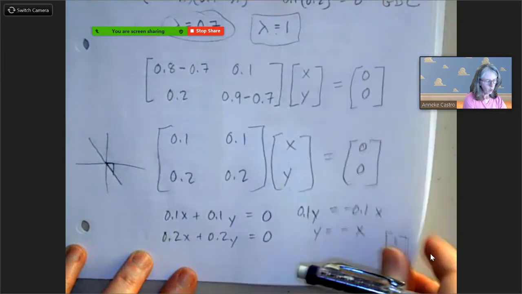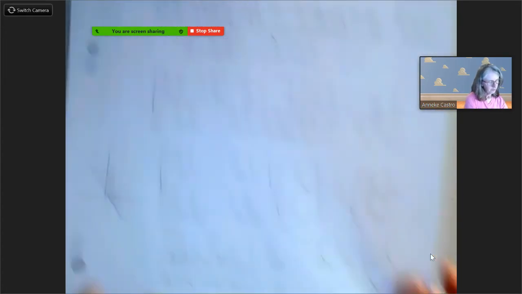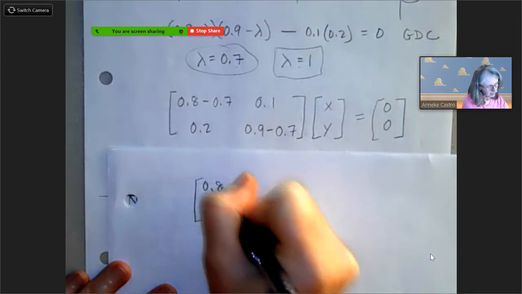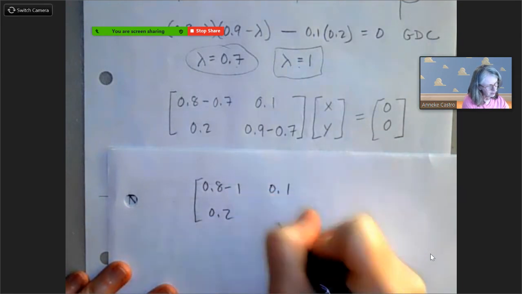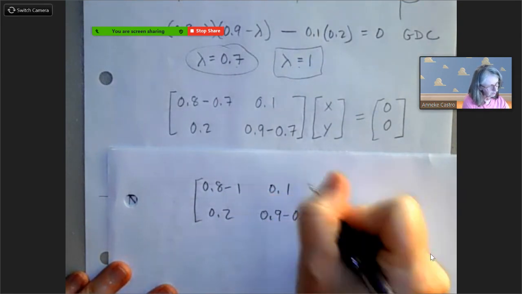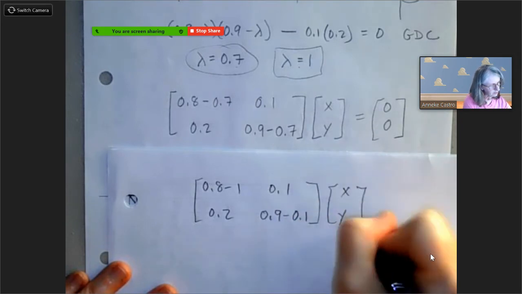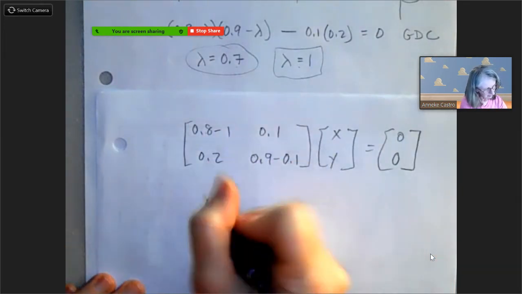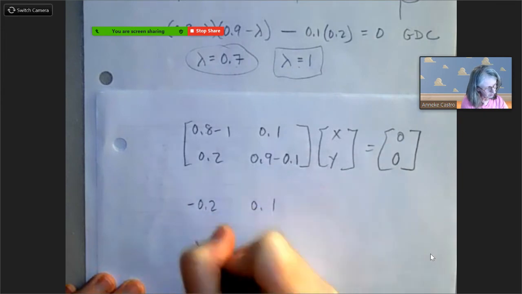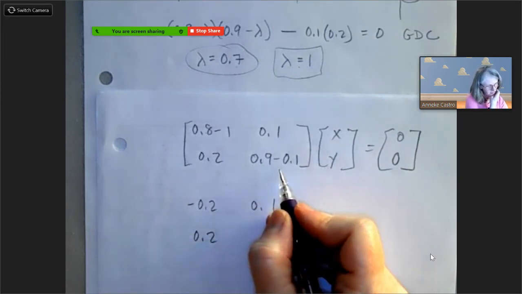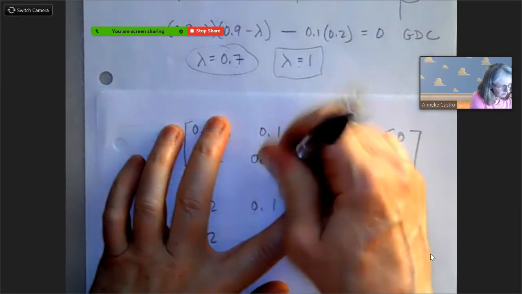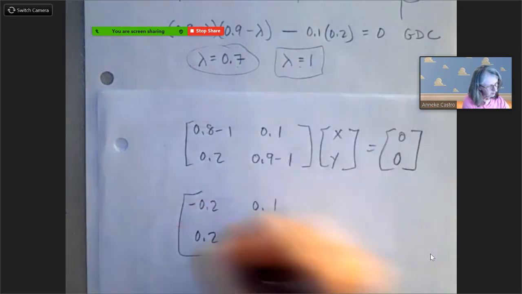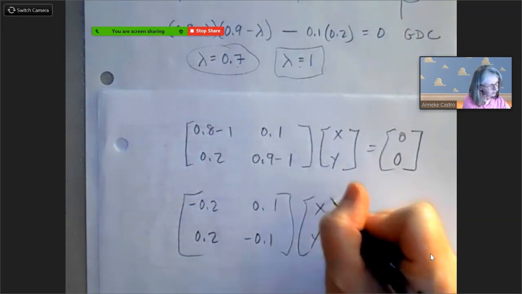So if I do lambda as 1, I'm going to run through the same process again. So I'm going to have 0.8 minus 1, 0.1, 0.2, 0.9 minus 1 times x, y is equal to 0. And so now I'm going to have negative 0.2, 0.1, 0.2, and this is going to be, oh, what am I doing? Why did I write 0.1? Sorry, minus 1. That's going to be negative 0.1 times my x, y equal to 0, 0.